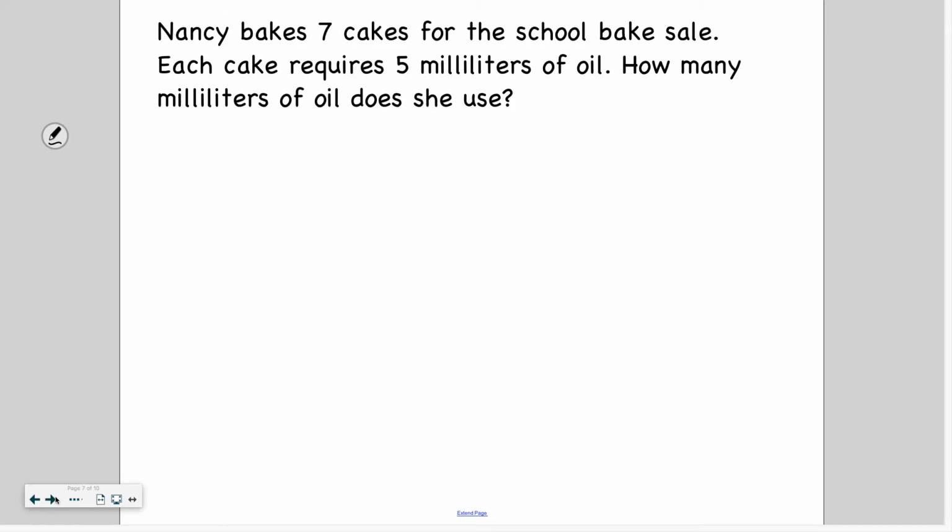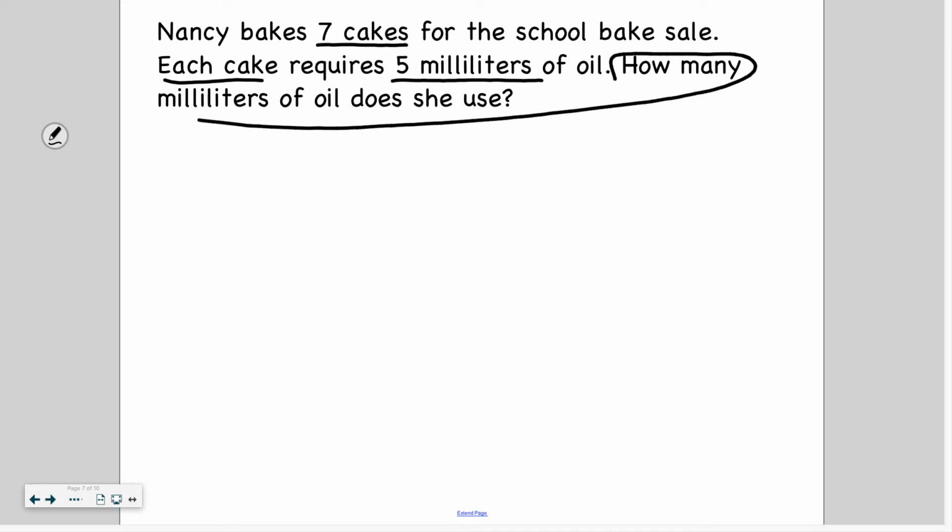So let's do this one together. And if you do not have the materials you need to solve with me, please pause now and gather those materials. Nancy bakes 7 cakes for the school bake sale. Each cake requires 5 milliliters of oil. How many milliliters of oil does she use?